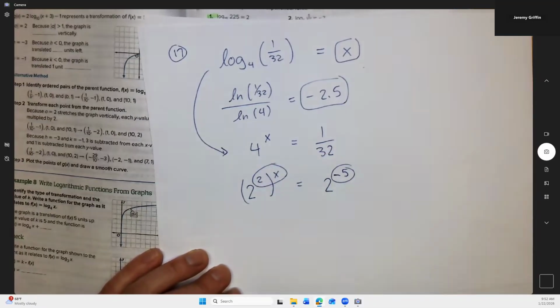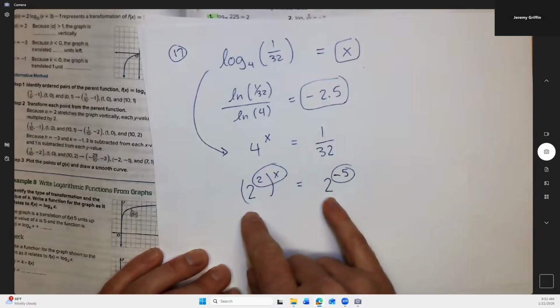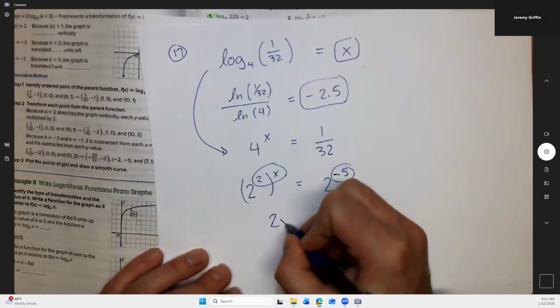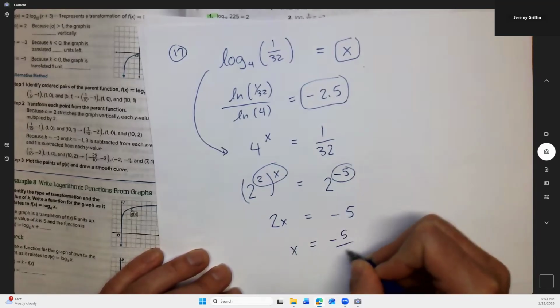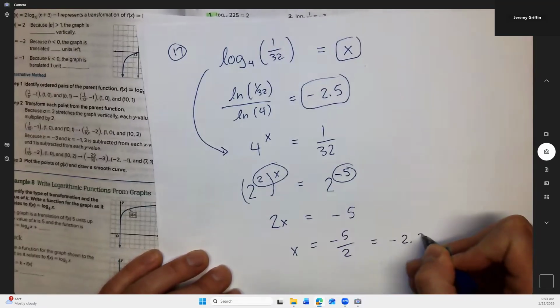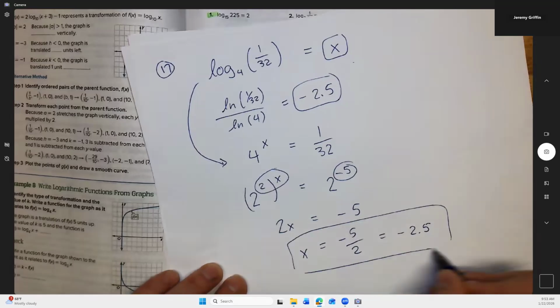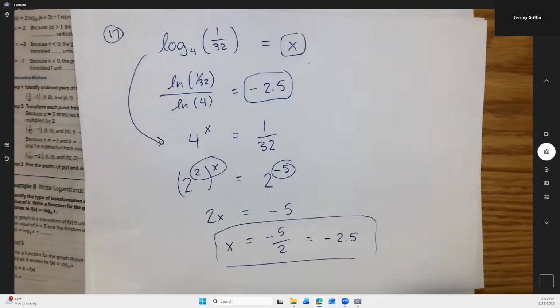2x is equal to negative 5. You guys see that? Because they share the same base, too. So I think 2x has to be negative 5. So x has to be negative 5 over 2, which is negative 2.5, which is exactly what the calculator said just a couple minutes ago. Same thing?